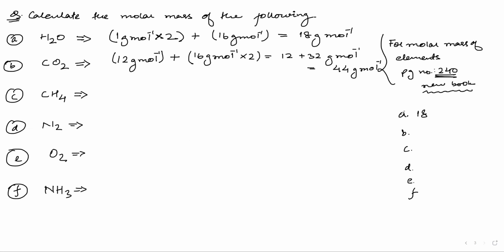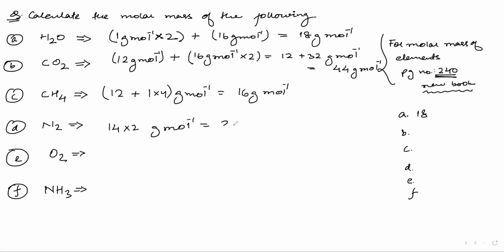Okay, guys, everyone, now I will answer. See, carbon is 12 plus 1 into 4 for hydrogen. This will be in grams per mole. This will be 16 grams per mole. Nitrogen is 14 into 2 grams per mole. This will be 28 grams per mole. Oxygen is 16. There are 2 oxygens, 16 into 2 grams per mole. This will be 32 grams per mole.